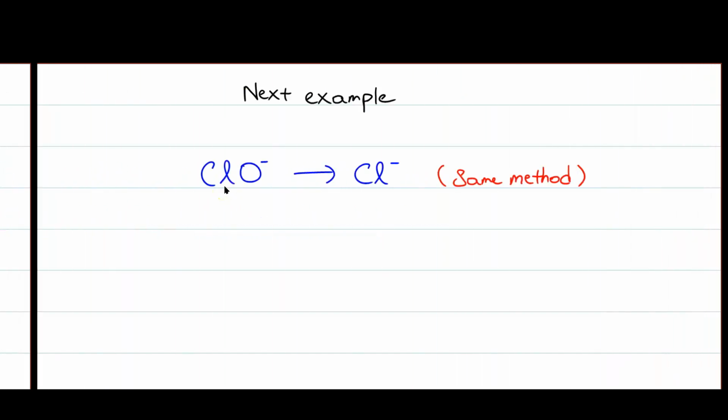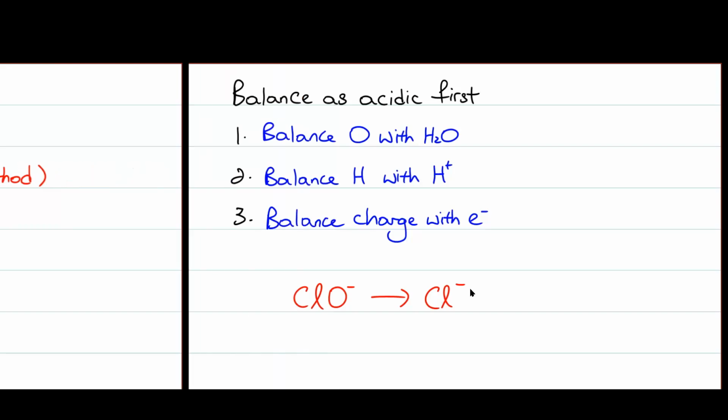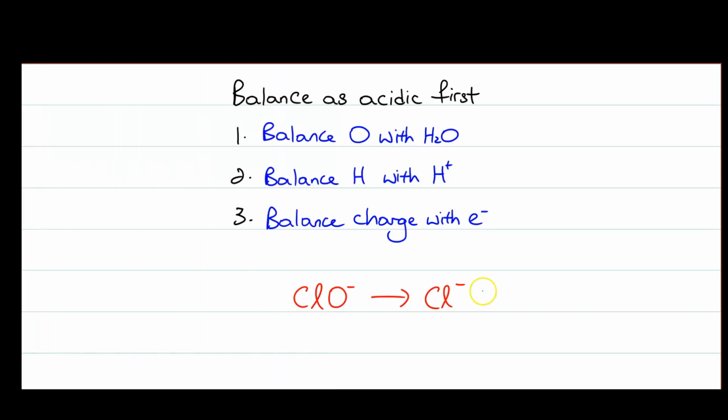Let's now try a shorter second example to reinforce the same method. Hypochlorite ion changes to chloride ion. The number of chlorine atoms is the same for both sides. So first, I balance oxygen using water. So I add 1 water molecule to the right. Then I balance hydrogen by adding 2 hydrogen ions to the left. After that, I balance charge with electrons. The left side has an overall charge of +1, while the right side is -1. So I add 2 electrons to the left.